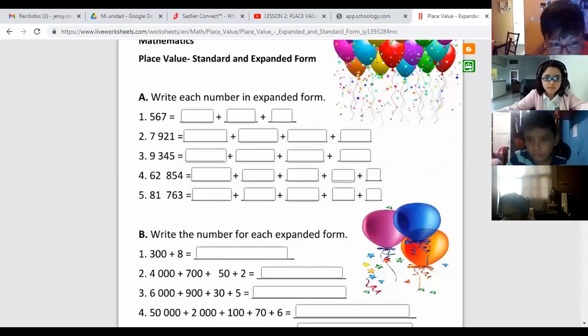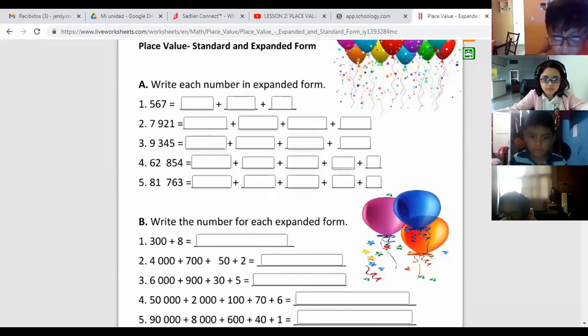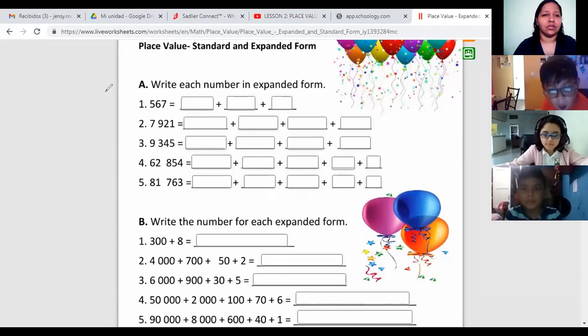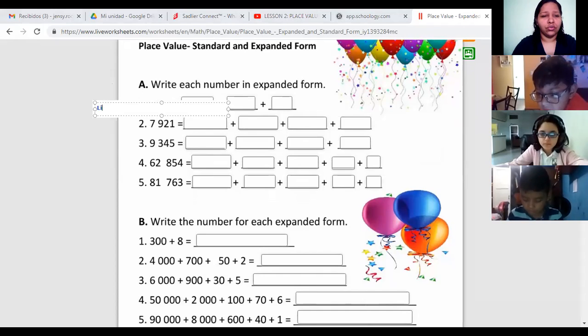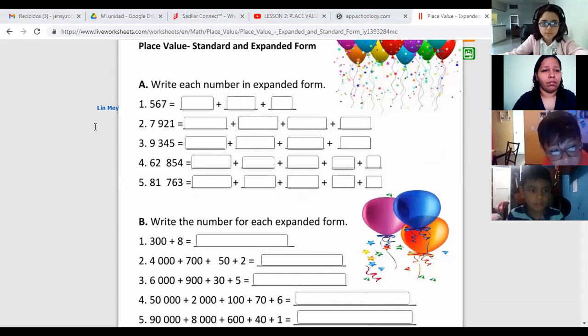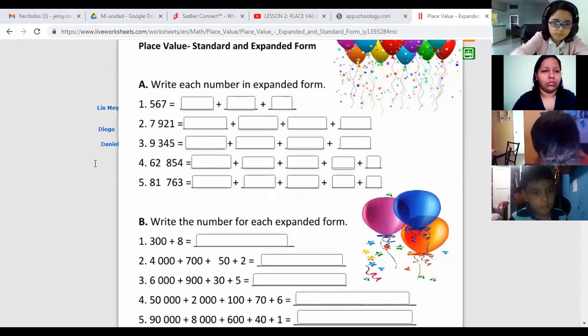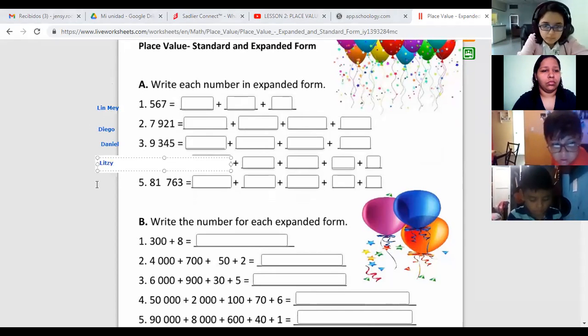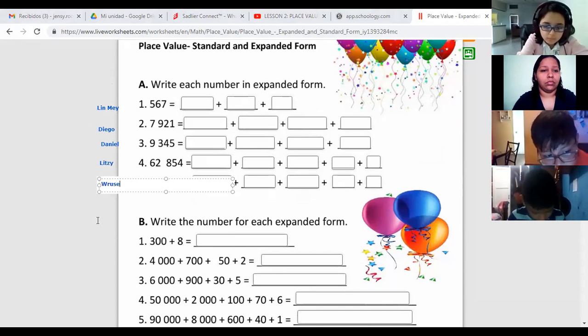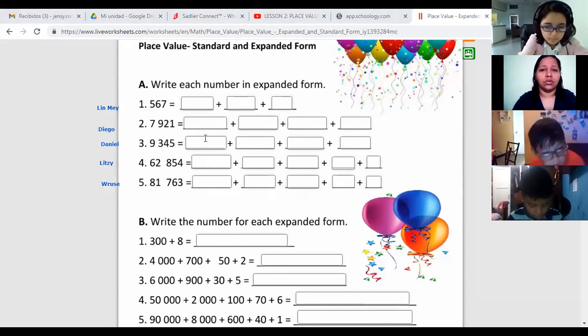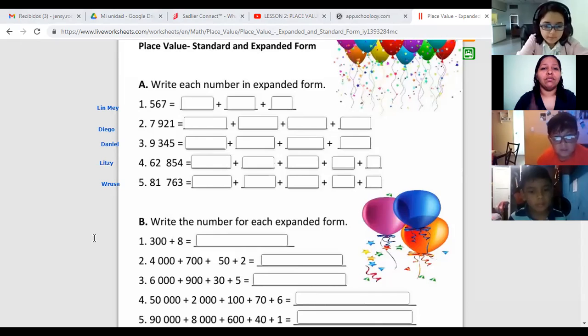Okay, we are going to work with standard and expanded form. Let me, in these last 2 minutes, choose this. Okay, raise your hand. I'm going to choose who's going to be there. Start working, people, you see your names over there. You have to go from standard form to expanded form.